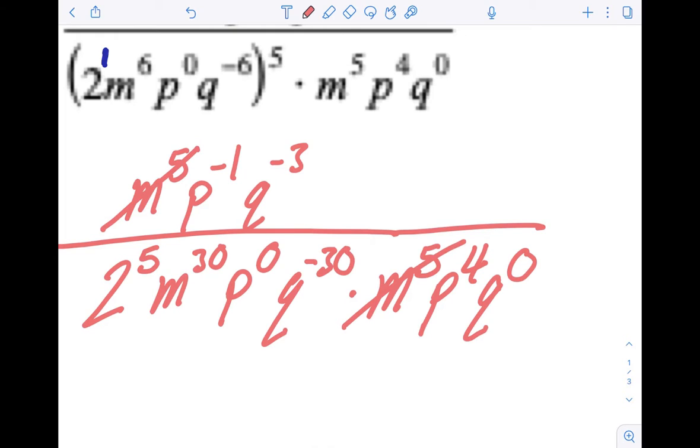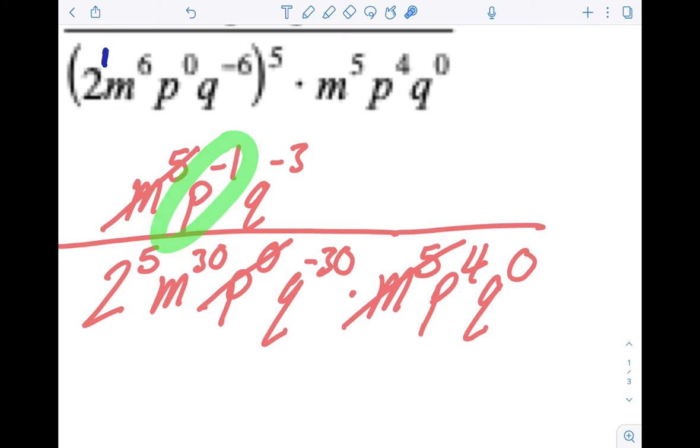Okay, so let's see. I can do this p to the negative 1 and this p to the 0. So negative 1 minus 0 is just negative 1, actually. So that means that this is gone. I keep p to the negative 1.